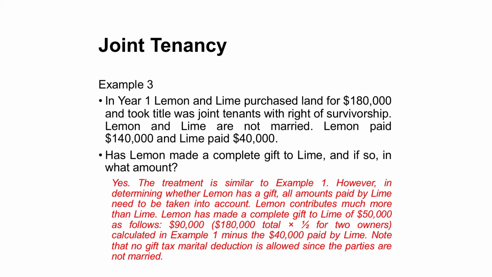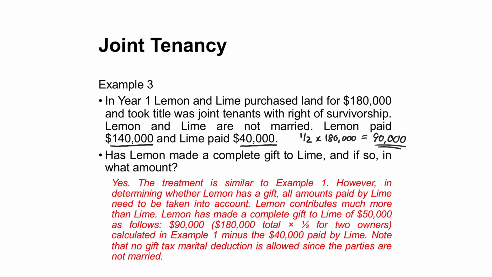Let's go on to example 3. So just like example 1, where Lemon and Lime purchased land. Now instead of Lemon buying the land outright for $108,000, Lemon pays $140,000 and Lime pays $40,000. So in example 1, we had Lemon buying the entire amount. Remember, we took 1/2 of $108,000. That equals $90,000. That's the amount of gift.